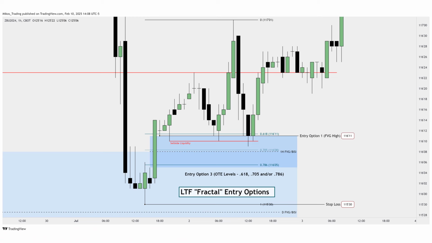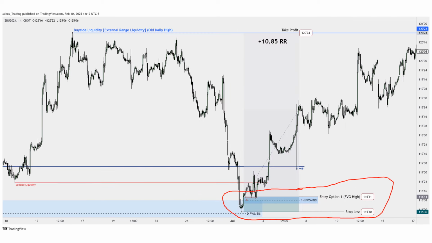Now that we have the rules for our entry points, where we will put our stop loss, and where we will take profits, we can look at some practical examples. Like I mentioned before, we will take a closer look at the bond market example. We will use the entry option number 1 and we'll put the limit order at the high of the fair value gap. We will put our stop loss below the impulse swing low. This would look like this.